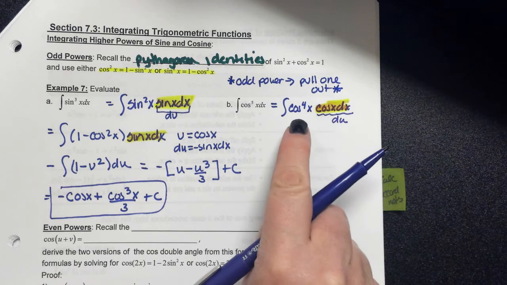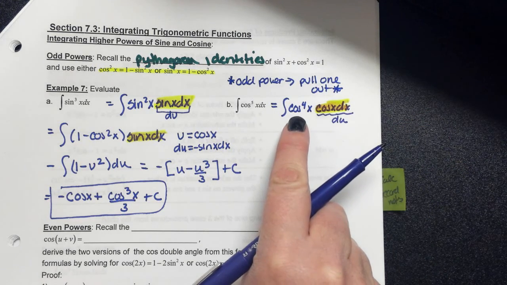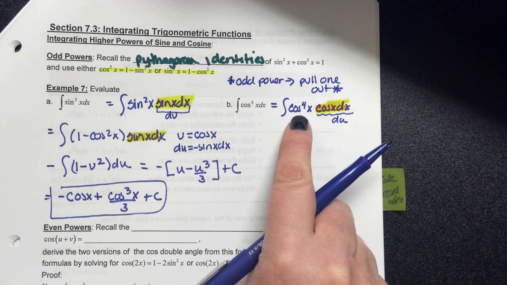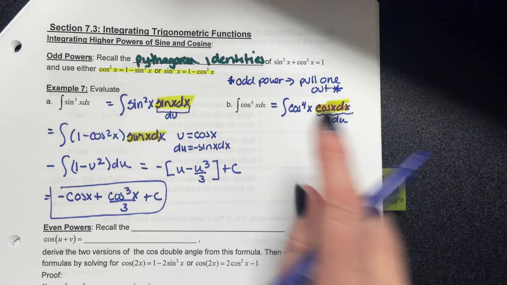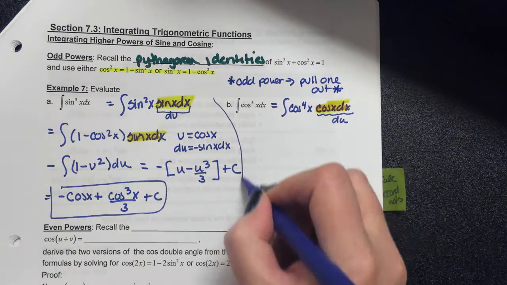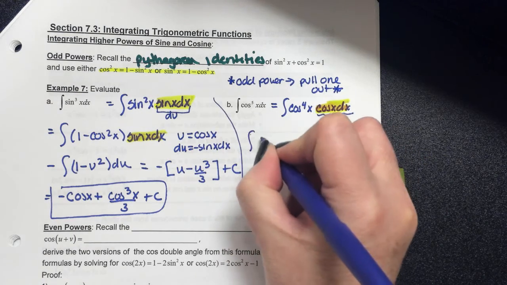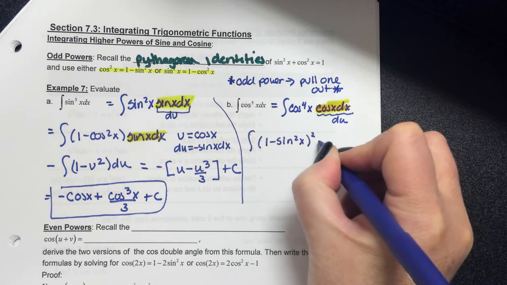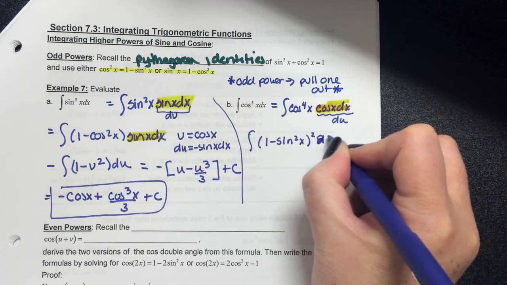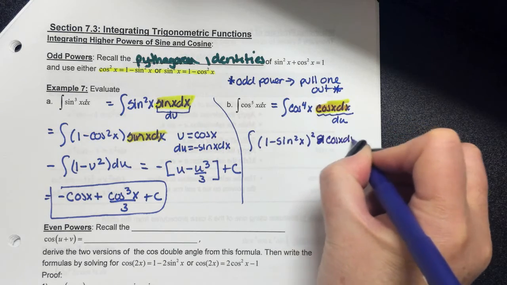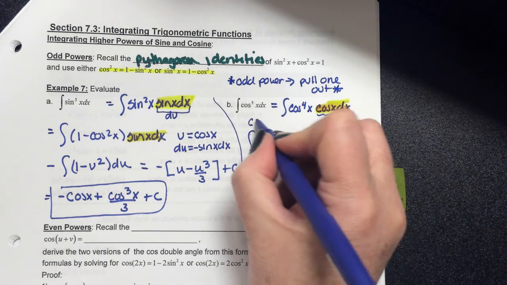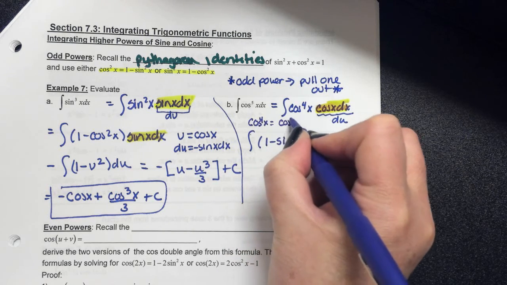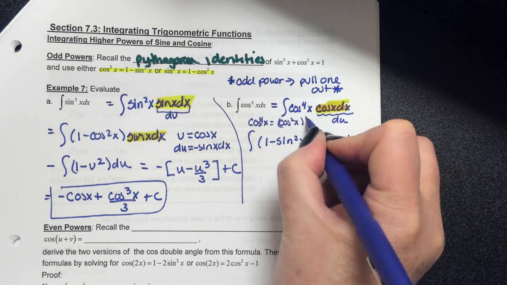So what I know then is I want to let u be equal to a sine, because I know that the derivative of sine is a cosine. So then for a cosine to the fourth, I can do a Pythagorean identity substitution in terms of sine. I'm going to have this raised as 1 minus sine squared x, all raised to the second power, times my cosine of x dx. Again, remember, cosine to the fourth x can be written as cosine squared x, squared.